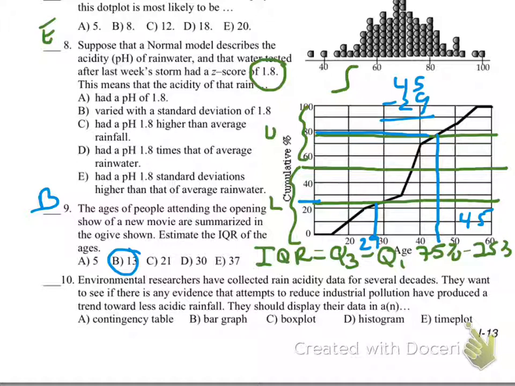Okay, let's look here at number 10. Researchers want to decide if the evidence shows a trend towards less acidic rainfall. They should display, okay, first of all, less acidic rainfall. Do you see that that's going to be quantitative? So therefore, I'm not going to use a bar graph.